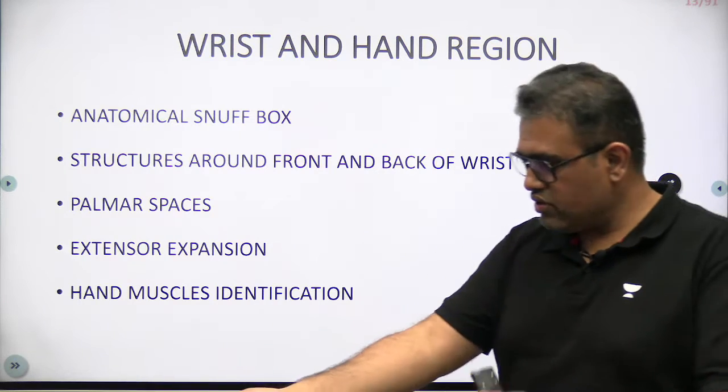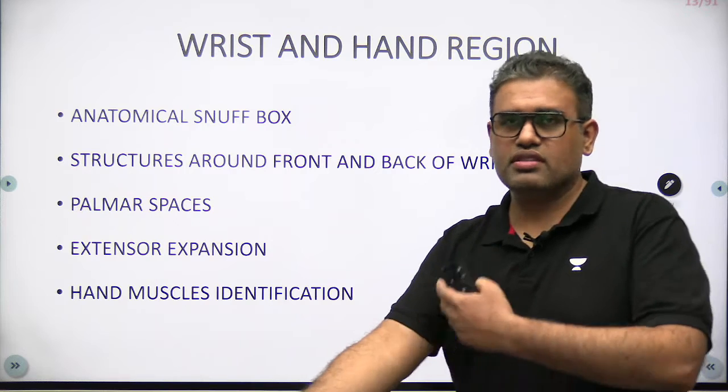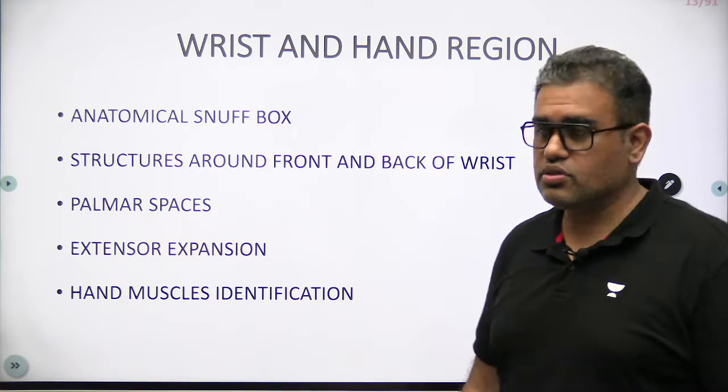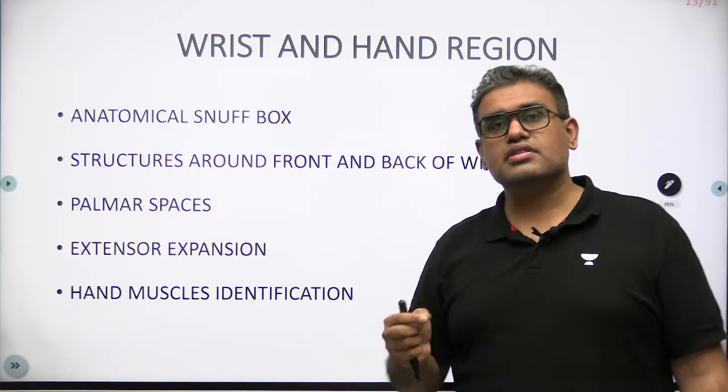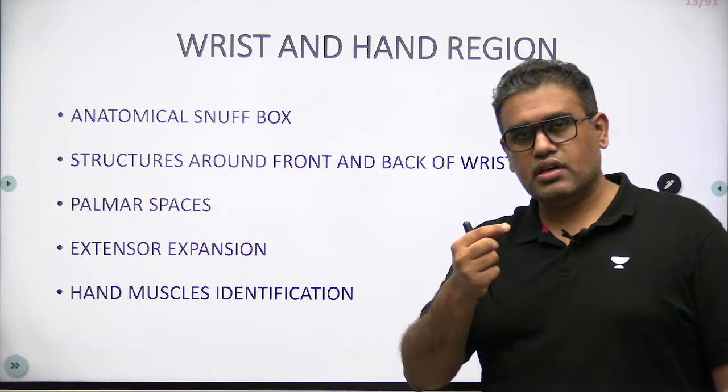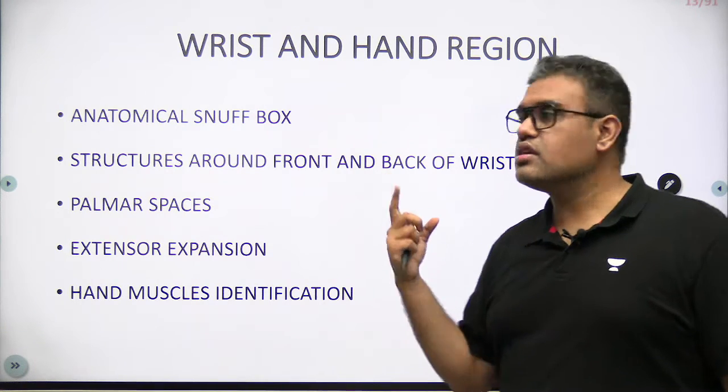Then comes the wrist and hand region again. We have moved on from the forearm and arm because we know the muscles and nerves over here that we should know, and there are a lot of cadaveric images in my sessions also that you can take help of. Now come to the wrist and palm region.